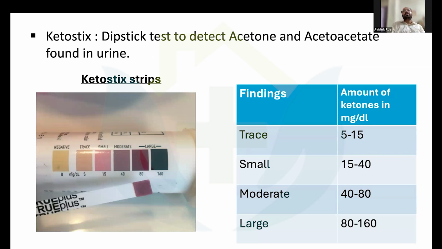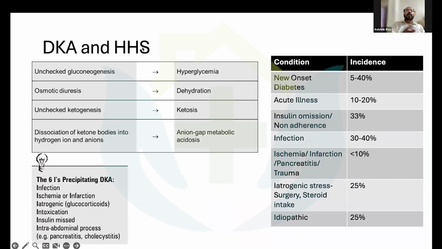So this is the picture of the ketone test strips. You can put your urine drops on the ketone sticks and match the grade. Usually it should be 2 plus or more. Findings indicate some sort of ketone bodies in the urine. You can memorize that. Now, the difference between DKA and HHS, I'll just go through it once.